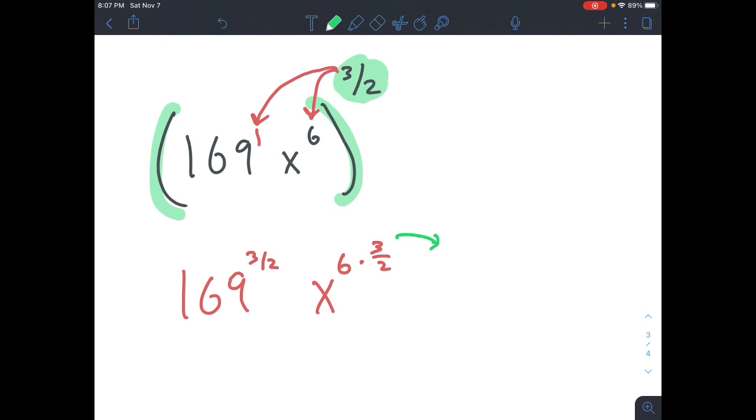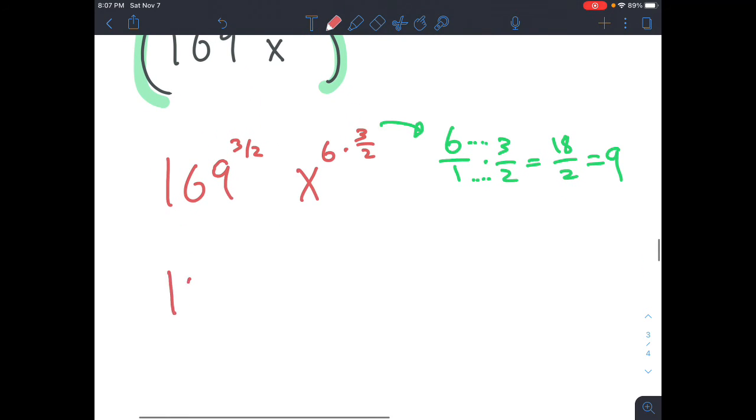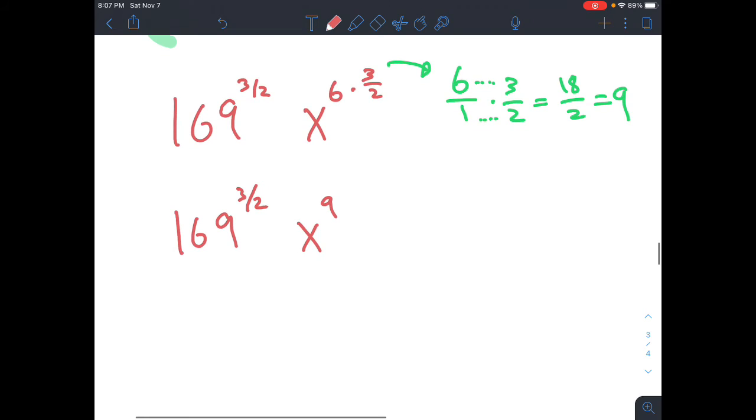Now I need to simplify this exponent. 6 over 1 times 3/2. Multiply numerator times numerator, denominator times denominator. I get 18 over 2, which is 9. That's a nice number we've simplified to. Bring down my work. 169 to the 3/2 times x to the 9th.